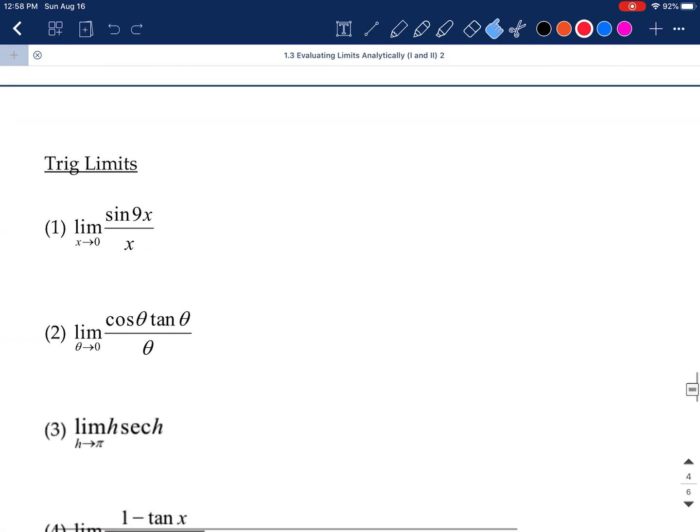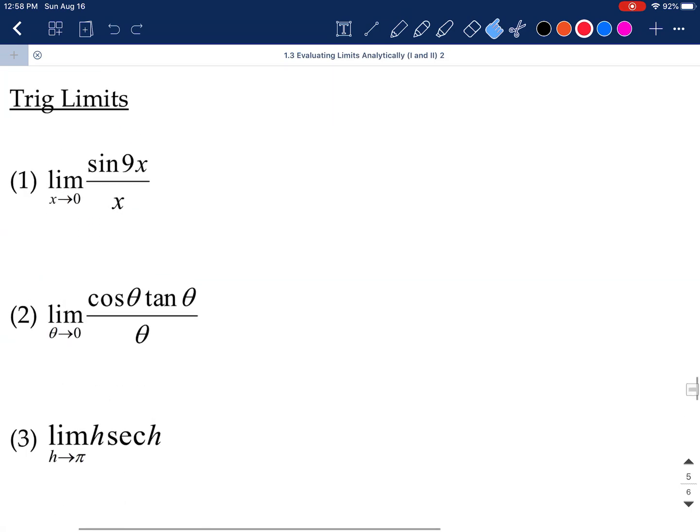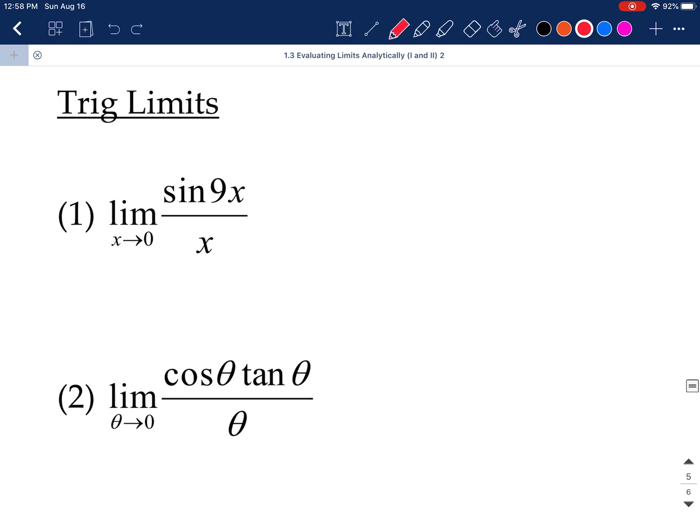We can see we've got sine of 9x over x, but it's not quite what we want, right? What I would want this to be is sine of 9x over 9x. If that were true, that would equal 1. However, that 9 is not there. So is there a way we can artificially bring in the 9 without violating the expression? Yes. Just multiply by 9 over 9.